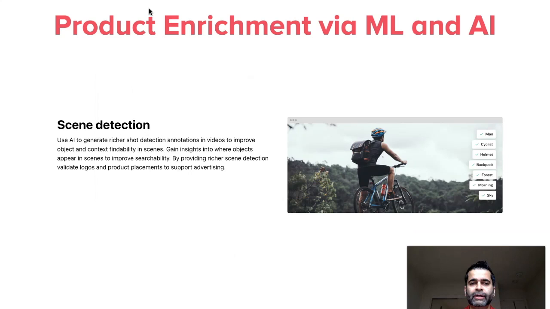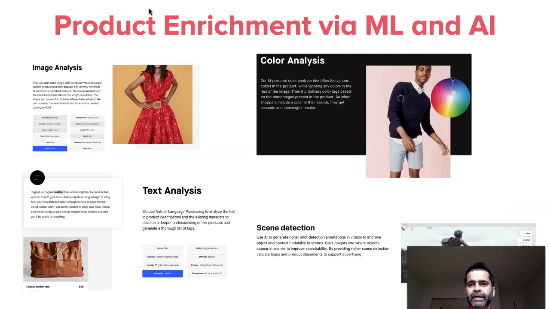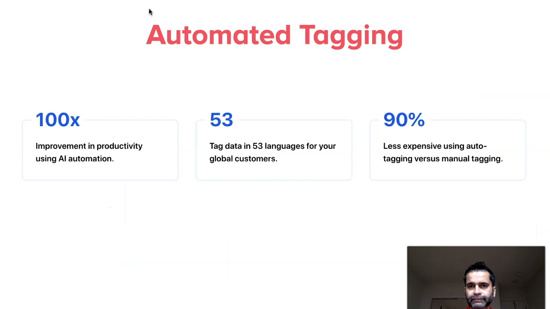And last but not least is scene detection, where AI is used to generate richer shot detection annotations in videos to improve the object and context to find in different scenes. So product data enrichment using machine learning covers image analysis, color analysis, text analysis, and if you want to run ads on your site as well, scene detection. These are the basic ways that automation companies like Velou, Clarifai, and Lily.ai use their technology to help you enrich your product data using machine learning.